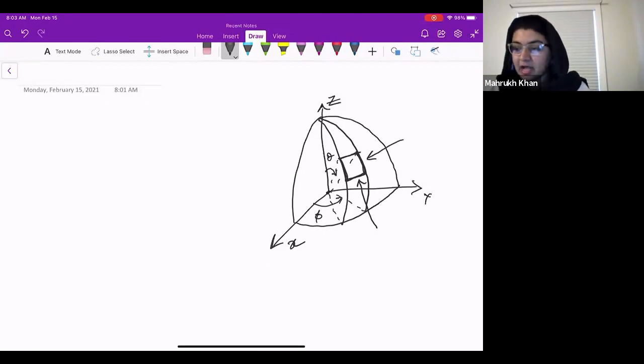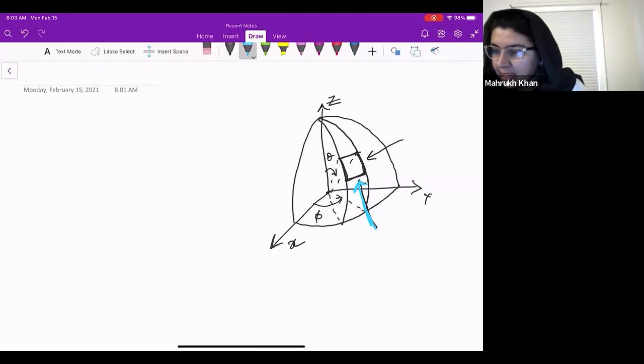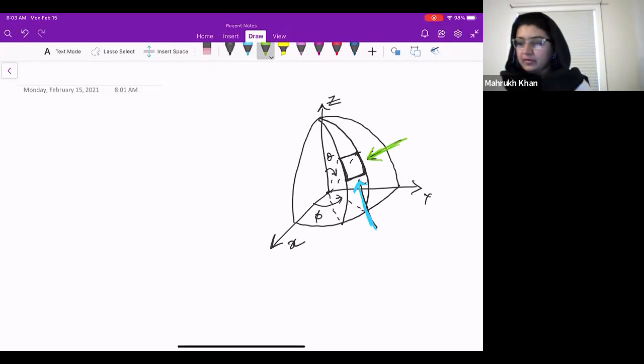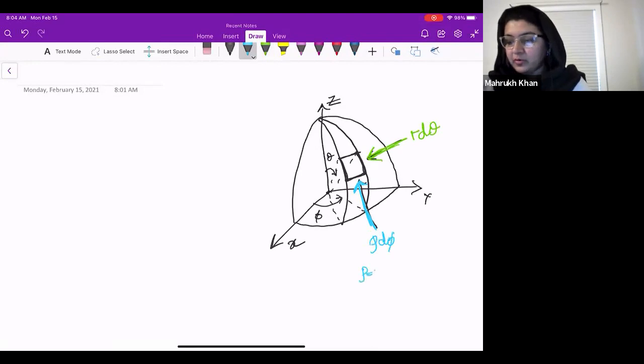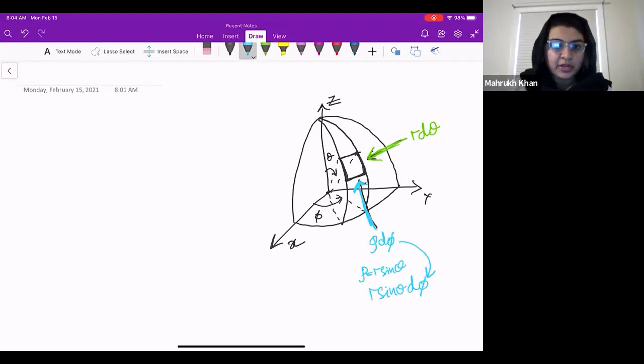So if you see that in this component, you are seeing change in phi in the blue one, and in the green one, you are seeing change in theta, right? So that's what we were trying to do, that if there is a change in theta, it will be r d theta. And if there's a change in phi, it will be rho d phi. And that's what we have said, that if this is rho d phi, where our rho is r sine theta, we are doing it r sine theta d phi. Okay, so that's how we are trying to cover the changes.